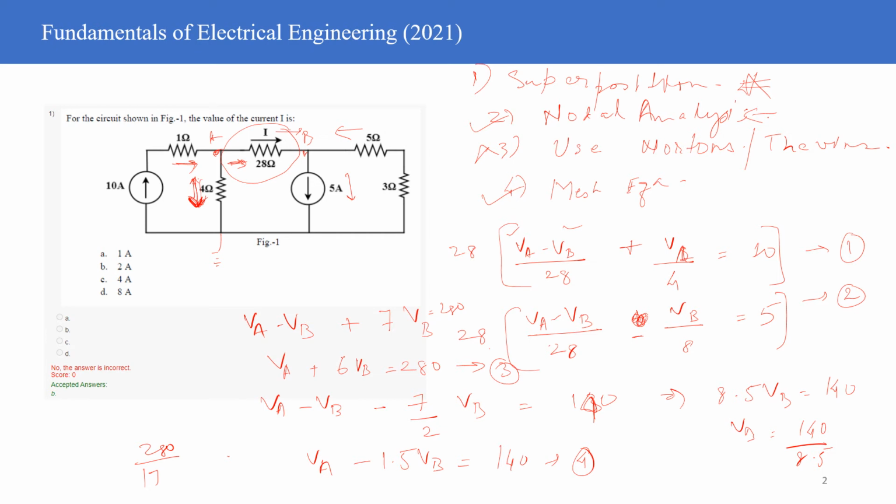Nonetheless, did you guys follow the process? Yes, sir. The process will remain the same. I've made some mistakes in multiplication and addition, it seems. You have to figure out the equation at node A and node B, and then figure out from there the value of VA and VB. You have to subtract VA and VB and then divide by 28 to figure out the value of the current which is flowing in here.